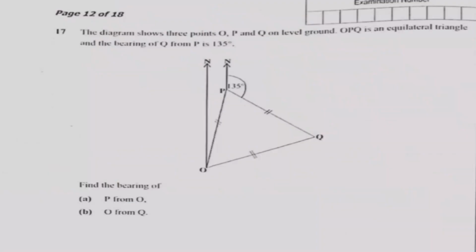Okay, we come to question 17, which is as follows. The diagram shows 3 points O, P, and Q on level ground.